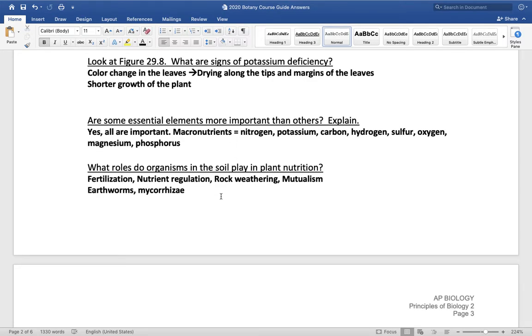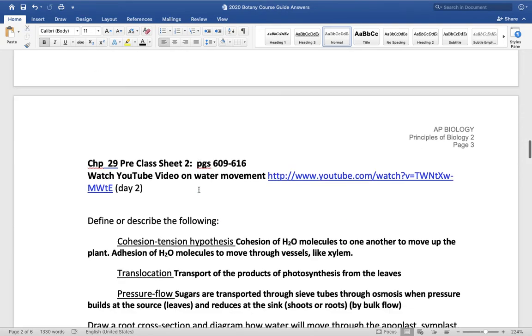What roles do organisms in the soil play in plant nutrition? So, fertilization could happen in terms of maybe getting seeds to where they need to be in the soil to grow properly. Nutrient regulation, rock weathering, mutualism, earthworms play a big role for us in this area of the world in terms of breaking down soil, getting those organic macronutrients available for plants to use. And the mycorrhizae, remember that's the mutualism relationship between plants and fungi that can allow them to possibly take in nitrogen, get nitrogen from the air.